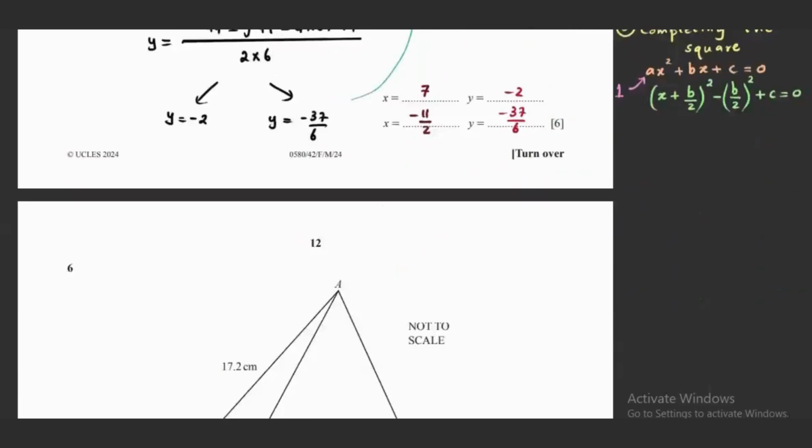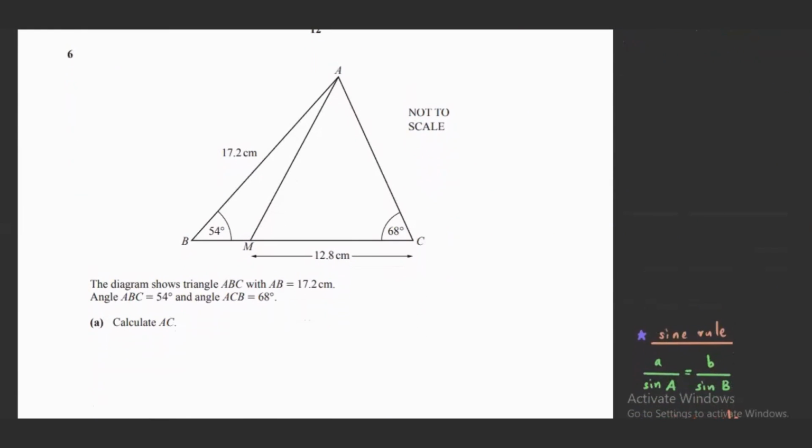Let's move on to the next question, which is question 6. This is a question that is based on trigonometry, where we will have to make use of the sine rule and cosine rule as well. So let's see how we can do this.